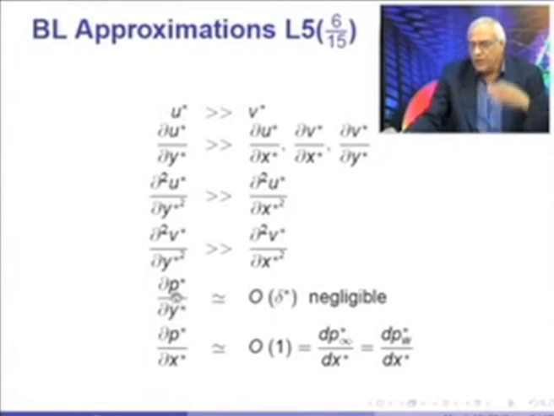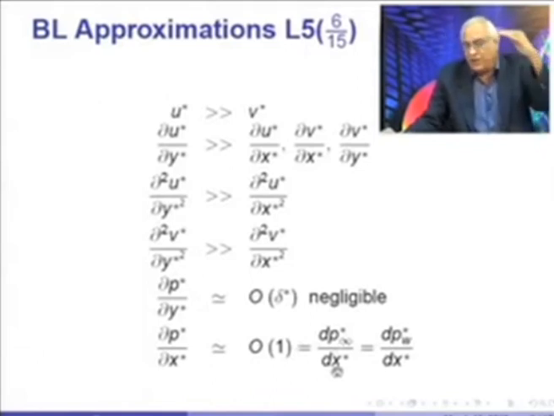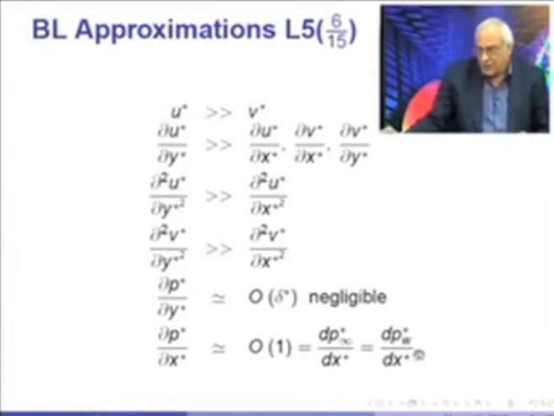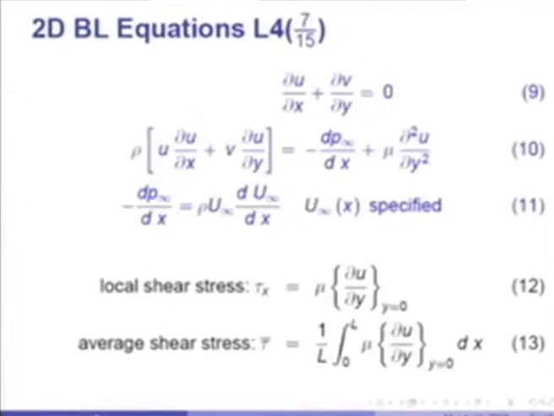We have also shown that the pressure gradient in y direction would be almost negligible, and therefore, the pressure gradient in x direction, which is of the order of 1, can be replaced by either the pressure gradient in the infinity state, that is the free stream region, or it can be evaluated at the wall state, dp star wall by dx star. The reduced equations, also called the boundary layer equations, are simply du by dx plus dv by dy equal to 0, rho into u du by dx plus v du by dy equal to minus dp infinity by dx plus mu d2u by dy square.